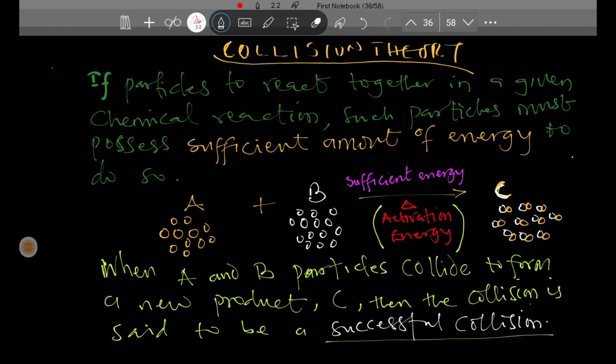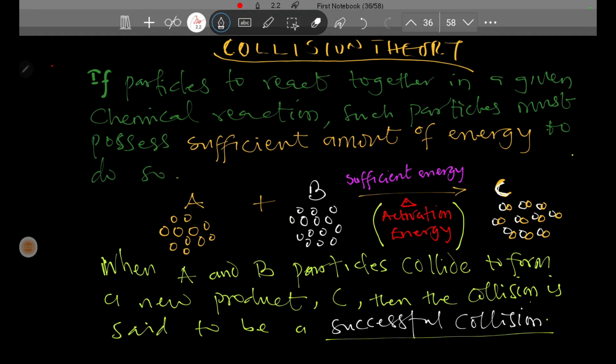If particles are to react together in a given chemical reaction, such particles must possess a sufficient amount of energy to do so. For example, looking at particles of reactant A and particles of reactant B, for these two reactants to react together to form a new product C, there must be a sufficient amount of energy possessed by the reacting particles. And this energy is called the activation energy.